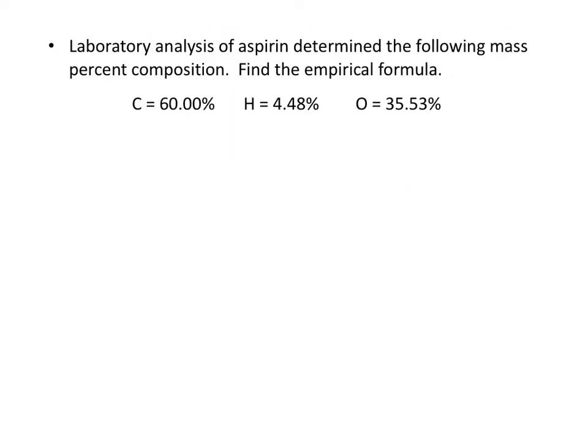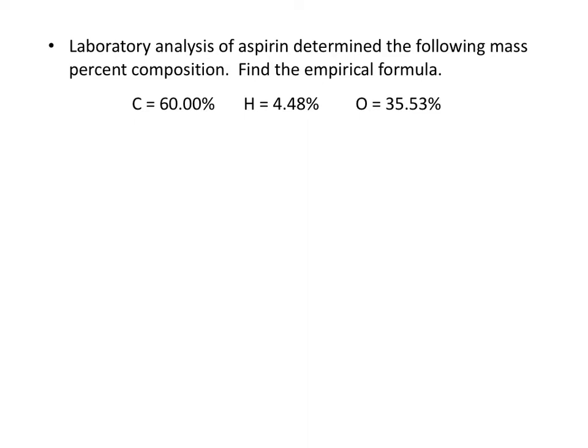Alright, we're told that a laboratory analysis of aspirin determined the mass percent composition of the elements in that compound. Aspirin is 60% carbon by mass, 4.48% hydrogen by mass, and 35.53% oxygen by mass. This is pretty typical. We're very often given the percentages of each element by mass when we want to find the empirical formula. By far the easiest thing to do is assume that we have 100 grams total of the compound. If I have 100 grams of aspirin, then I have 60 grams of carbon, 4.48 grams of hydrogen, and 35.53 grams of oxygen.